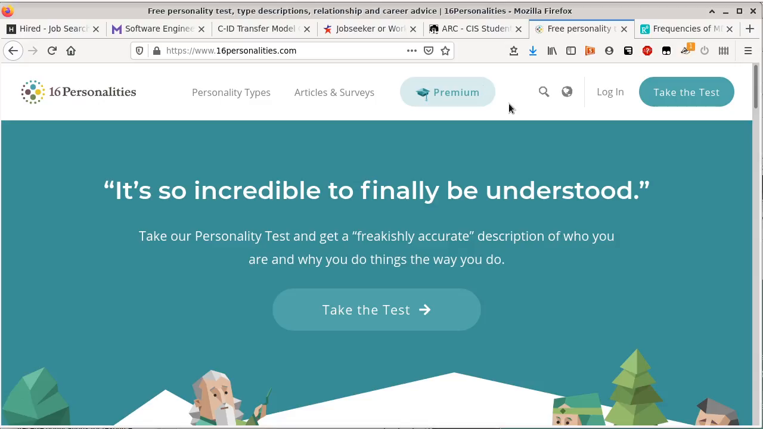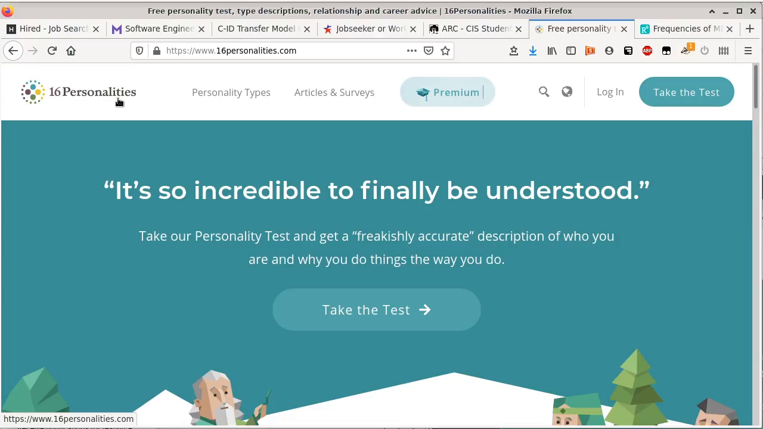So where should we start? Well, instead of starting with the jobs, I'm going to start with personalities. So this is a personality assessment website called 16personalities.com. To take the test is free. To get the basic result is also free. So I think it is a usable resource for people to assess their own personality types.